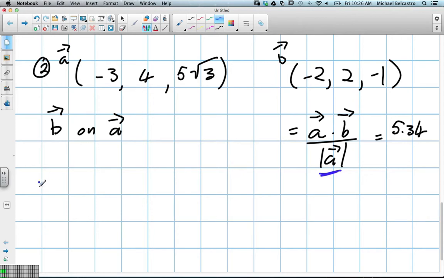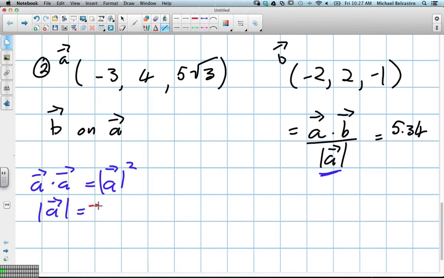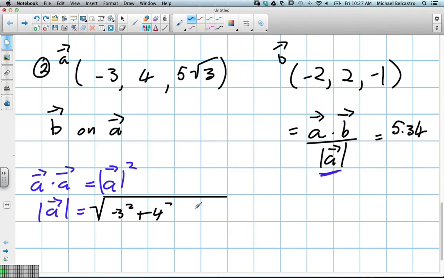The same way we did before, we're going to find the dot product of A and A, which will give us the magnitude of A squared. Essentially, we're going to square all of these and then find the square root. So instead of stepping through everything, I'm just going to quickly set it up in one step. We're looking for the square root of negative 3 squared plus 4 squared plus 5 root 3 squared, all in brackets there, which will give us the root of 9, 16, and 75.